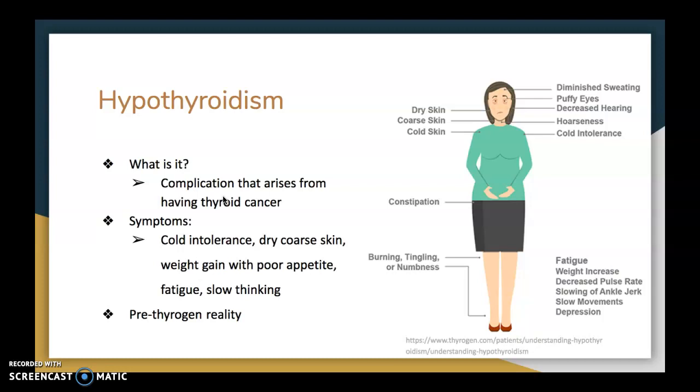And before Thyrogen was invented, a lot of people who had thyroid cancer would experience hypothyroidism. And so Thyrogen has really revolutionized the way that people experience thyroid cancer, in that it helps to prevent this terrible complication that can arise from having it. So that's a really good thing that Thyrogen has done. And that picture there on the right is just a picture that I found with all the different symptoms that can be experienced as a result of having hypothyroidism.